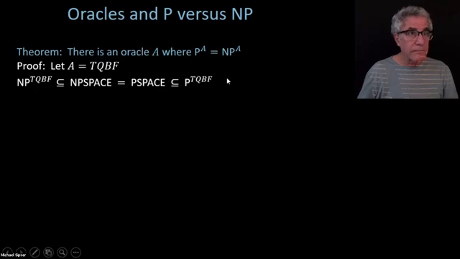And so I get NP contained within P for a TQBF oracle. And of course, you get the containment the other way immediately. So they're equal.